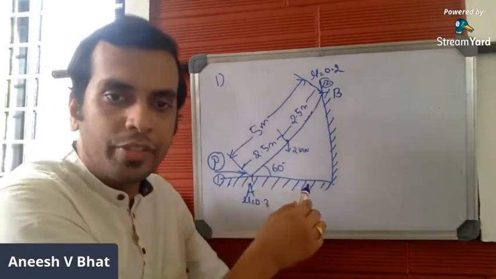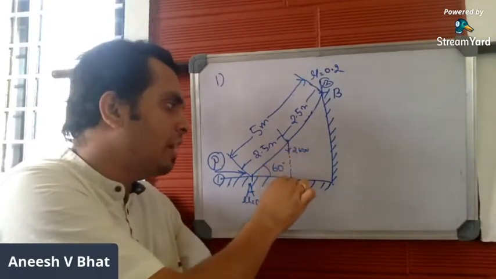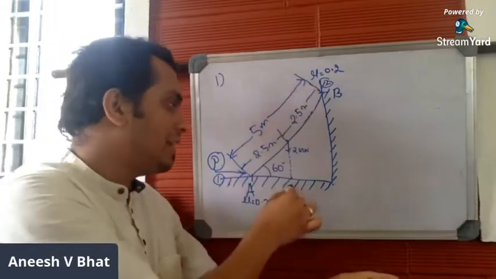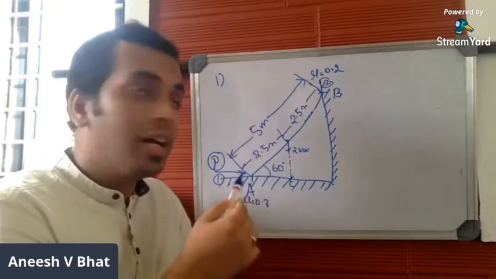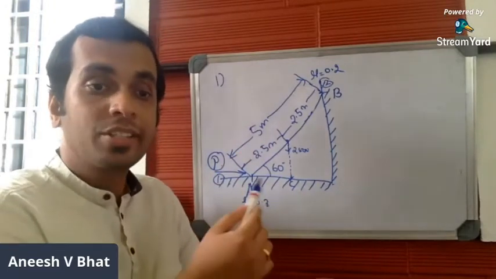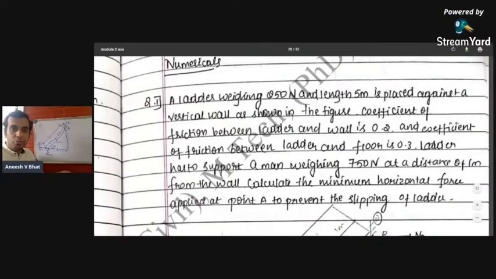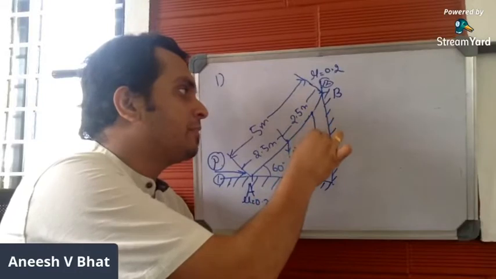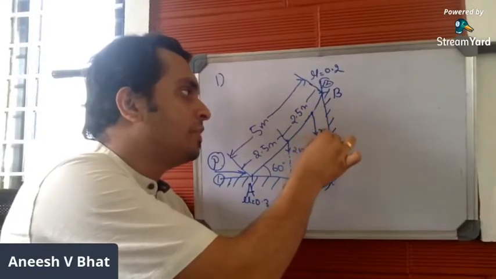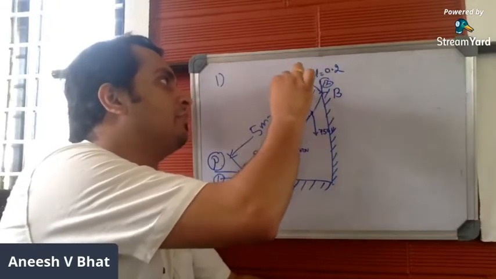Once you mark the self weight which acts vertically downwards, you have to extend it so that the line of action of self weight meets the floor. Let me mark this point as C, where it meets the ground. Next we have to mark the external load as well. External load of 750 Newton is given at a distance of 1 meter from the wall. This 750 Newton should also act vertically downwards, at a distance of 1 meter from the wall in this way.